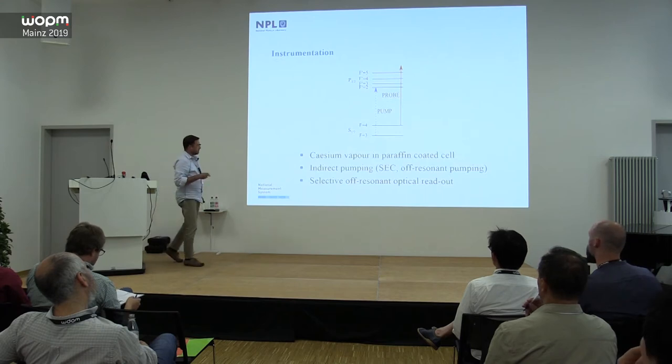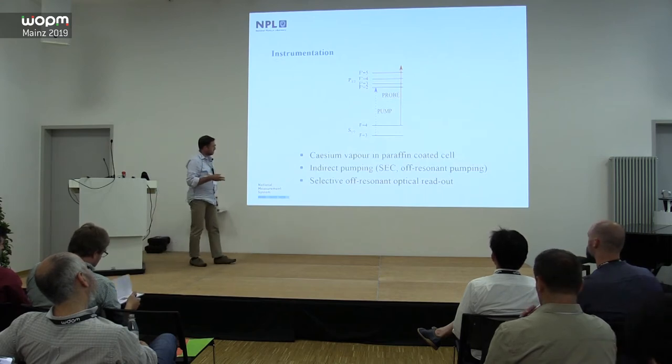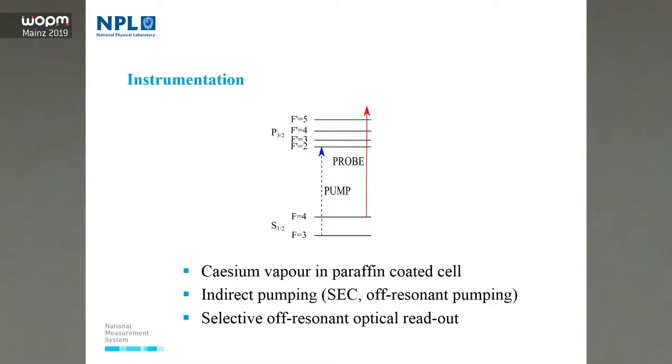I will show examples which are done in our experimental system, which is based on cesium vapor stored in paraffin-coated cells at room temperature. We use a circularly polarized pump beam, which is tuned to the closed transition 3-2. So in terms of F3 atoms, this is direct optical pumping. In terms of F4 atoms, which we are mostly interested in, this is indirect pumping, which relies on spin exchange collisions and off-resonant pumping. Then we have an off-resonant optical probe, which is around 1 gigahertz from the relevant transition, and we can tune it either to the F4 or F3 state.